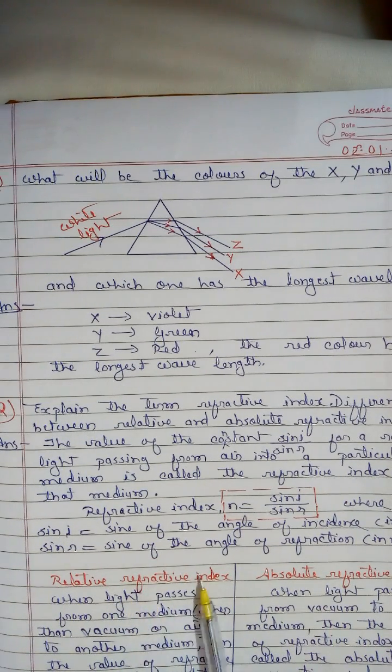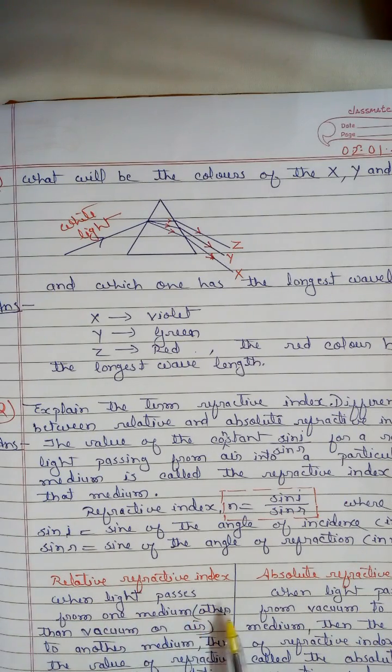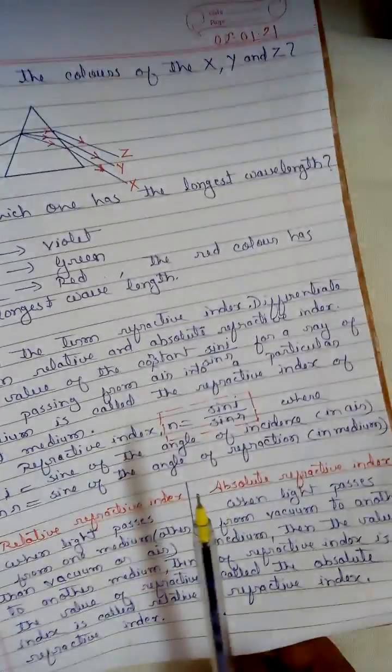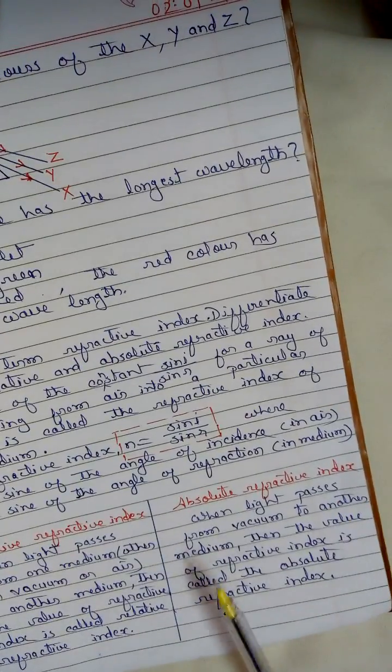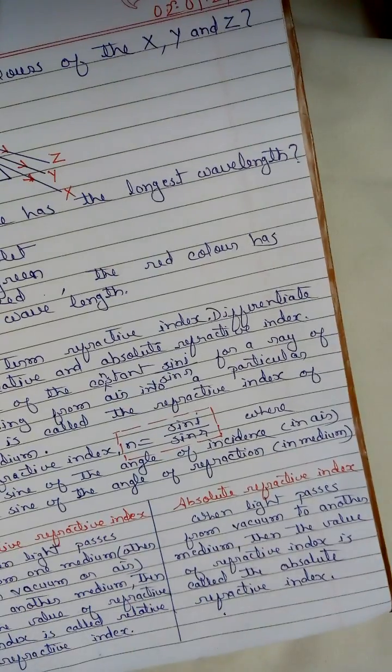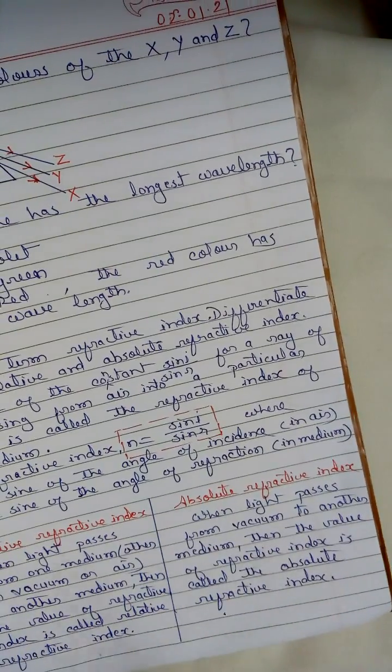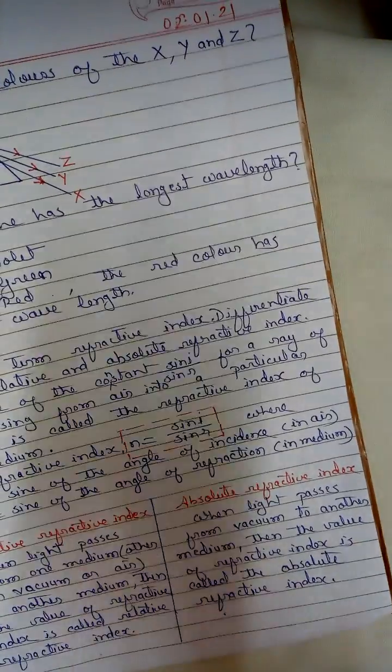Now what is relative refractive index? When light passes from one medium, and that medium should not be vacuum or air, so it should be other than vacuum or air, to another medium, then the value of refractive index is called relative refractive index. And when light passes from vacuum to another medium, then the value of refractive index is called the absolute refractive index.